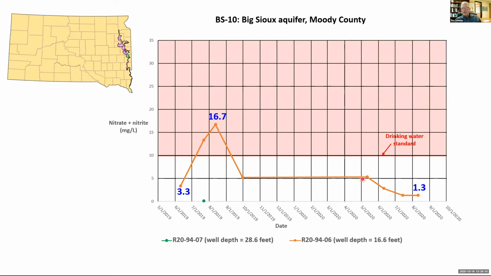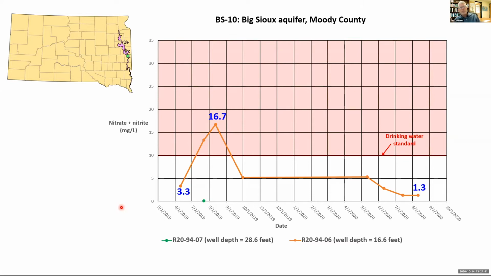Now, if we look at what happened at that site this year, though, the nitrate values started out fairly low in May, around 5 parts per million, and then they just continually dropped off each month over the course of the growing season. The last sample that we took there in the middle of August, the nitrate values were only 1.3 parts per million. So I would say, in looking at those intensively sampled nitrate sites that we've done, this is definitely the exception.